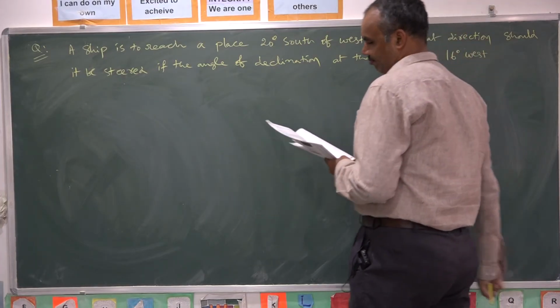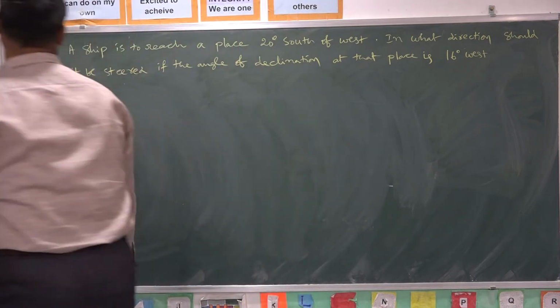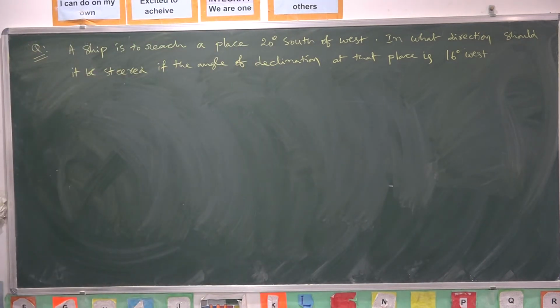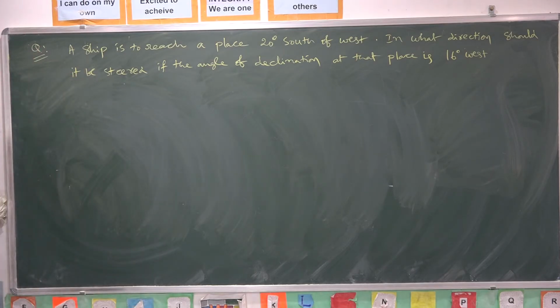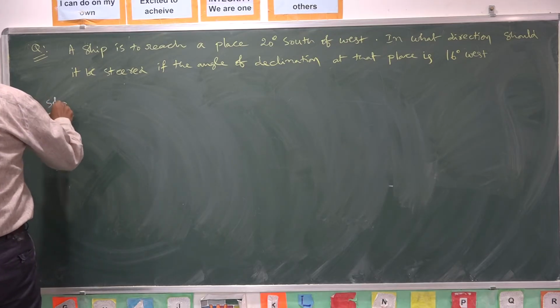This is the question. Once you read the question clearly: a ship is to reach a place 20 degrees south of west. In what direction should it be steered if the angle of declination at that place is 16 degrees west? So it's a simple question. We should understand the directions clearly. First, let me draw the directions. Solution.